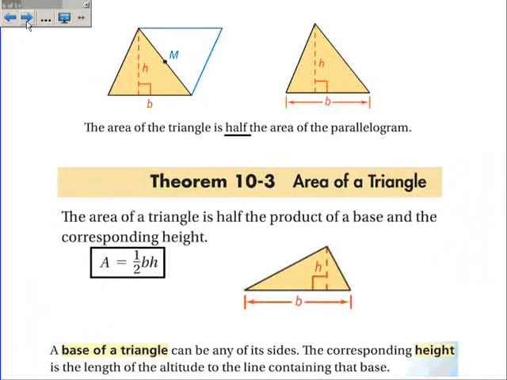Okay, now the area of a triangle is half of the area of a parallelogram. So the area of a triangle is 1/2 the base times the height. Okay, I know a lot of you have heard this and know this from before. Keep in mind, just like parallelograms, the base of a triangle can be any one of its sides. The important thing is that the corresponding height or altitude must be perpendicular to the base. So the base can be any side as long as the altitude is perpendicular to that base.